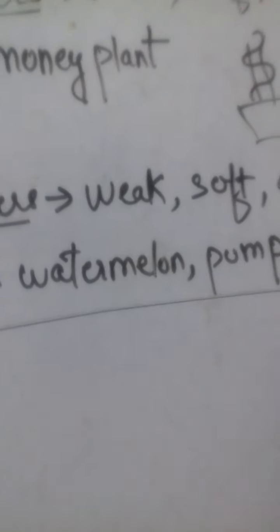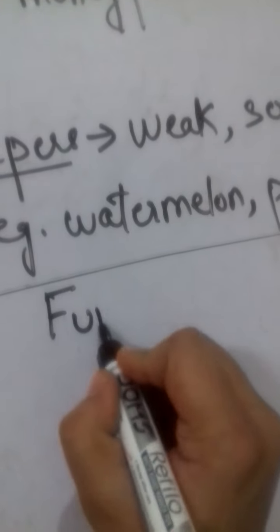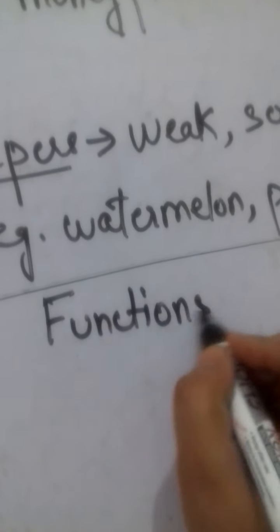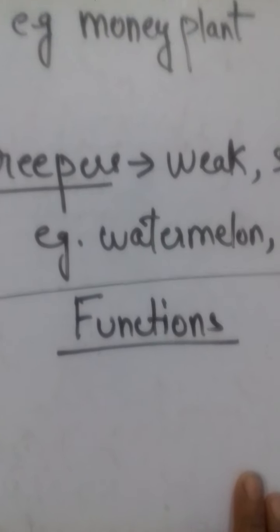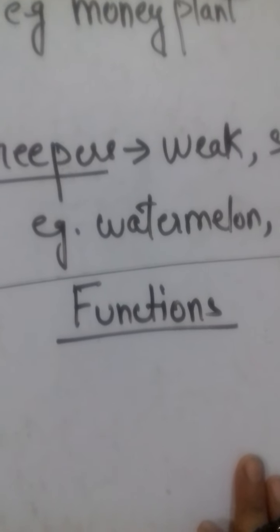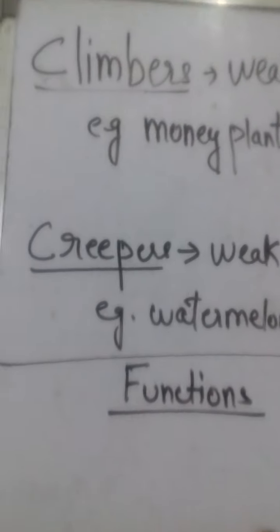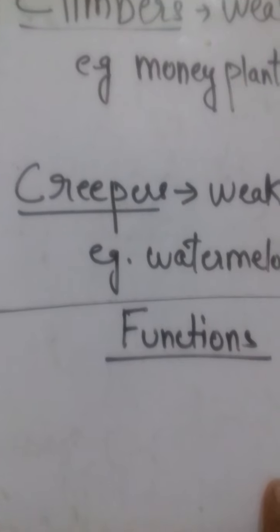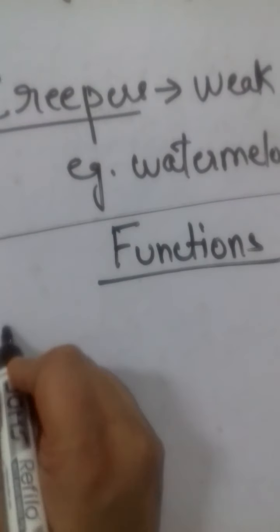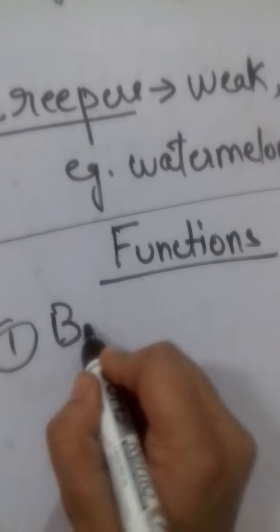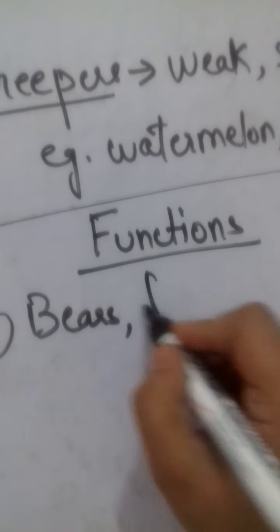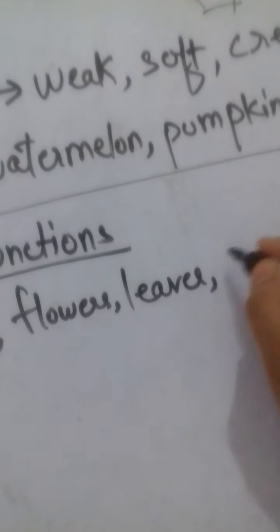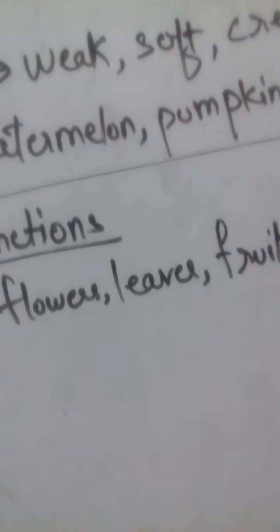Now let us study the functions of stem. We all have studied different types of stem. Hard and woody stem in trees, soft green stem in herbs and shrubs, and very weak and soft stem in case of climbers and creepers. Now let us study the functions of stem. Stem bears flowers, leaves and fruits which have different functions to perform.